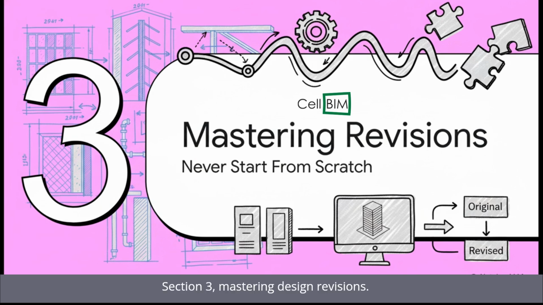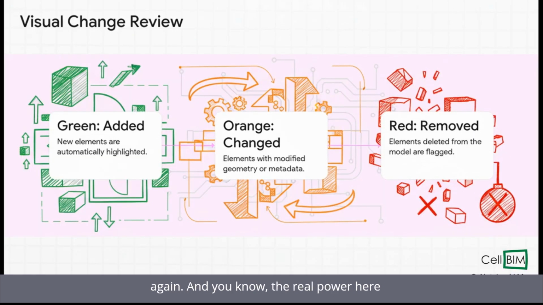Section 3, mastering design revisions. This is all about one simple, beautiful promise. You will never have to start your quantity takeoff from scratch ever again. And you know, the real power here is just how simple and intuitive it is. When a new model revision lands on your desk, the software automatically compares it to the last one and color codes everything that's different. Green means new, orange means something's been modified, and red means it's been deleted. All of a sudden, you're not hunting for changes anymore. The changes are jumping out at you.